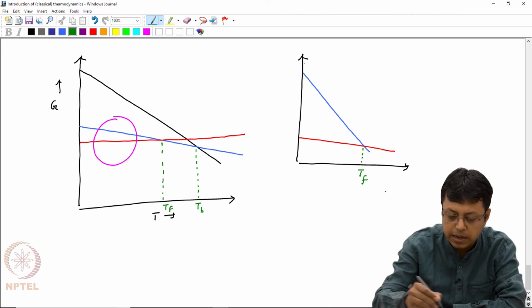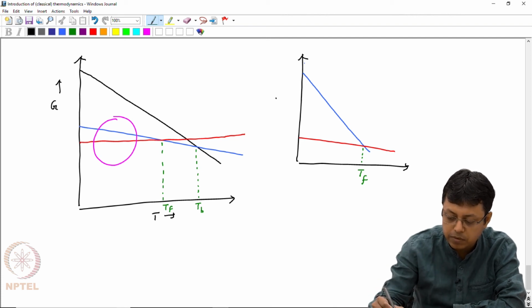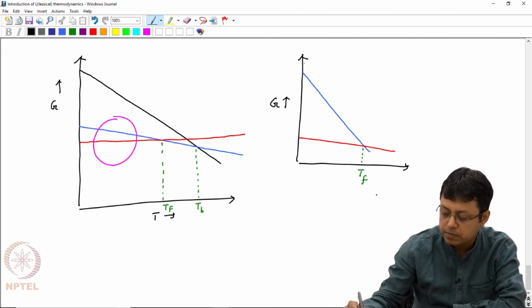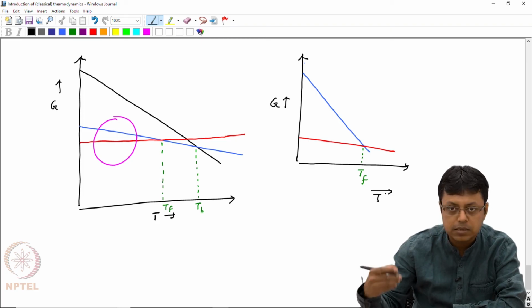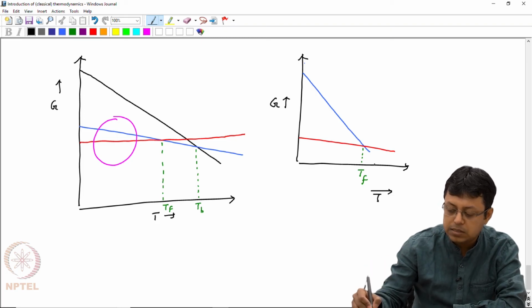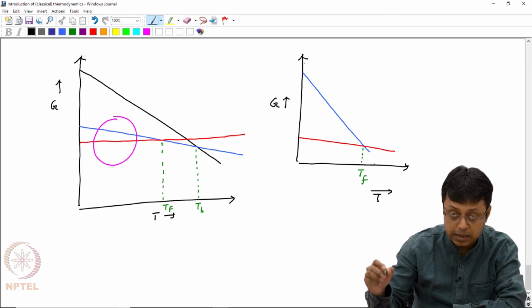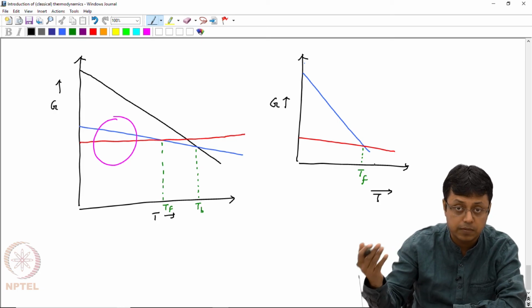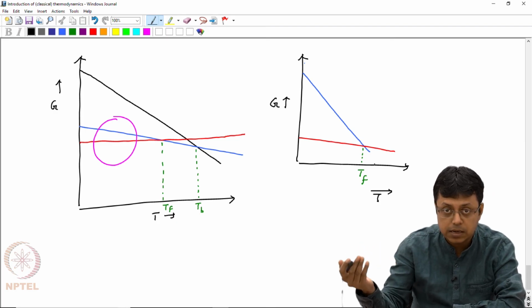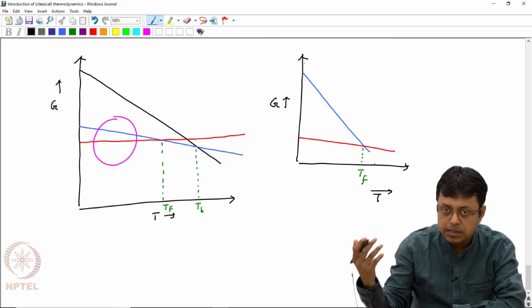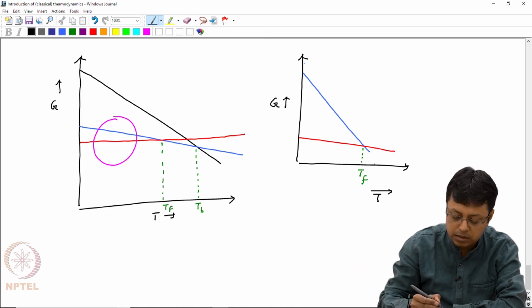So this is again a T versus mu curve, or T versus G curve. If it is per mole, then it is mu. Now this is the normal freezing point at that temperature. The Gibbs free energy for the red curve and the blue curve are the same, which means the two phases are in equilibrium, which happens during freezing, basically melting.